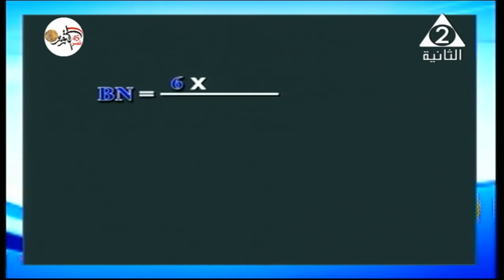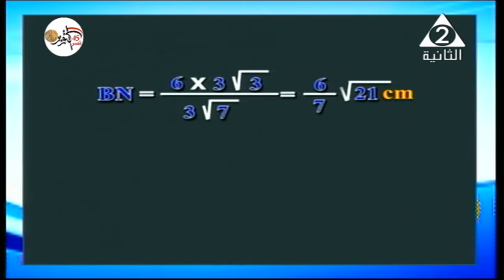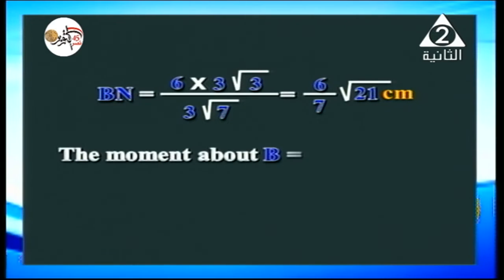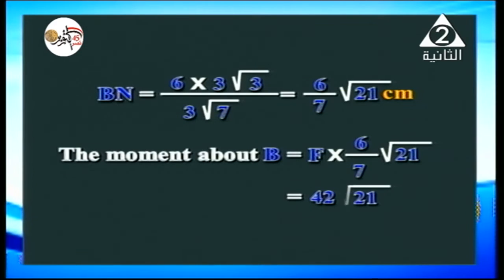Therefore, BN equals 6 times 3 root 3 over 3 root 7, equals 6 over 7 square root 21 centimeter. The moment about B equals F times L, where L is BN, 6 over 7 square root 21. We know that the moment at B equals 42 square root 21.